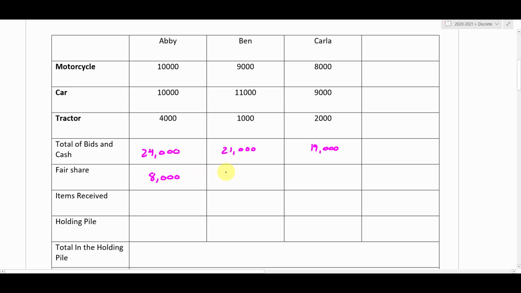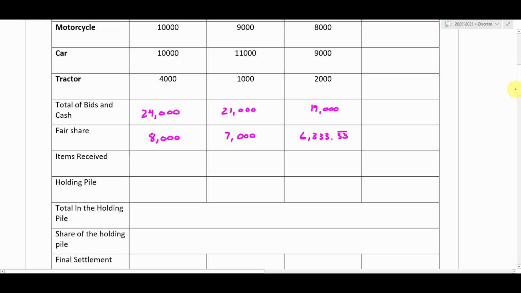We would do the same thing for Ben. It would result in a fair share of $7,000. And for Carla, we're going to get $6,333.33. Okay, so now we know their fair shares. This is the amount of value in their final settlement that they need to receive to be happy at the end of this division.